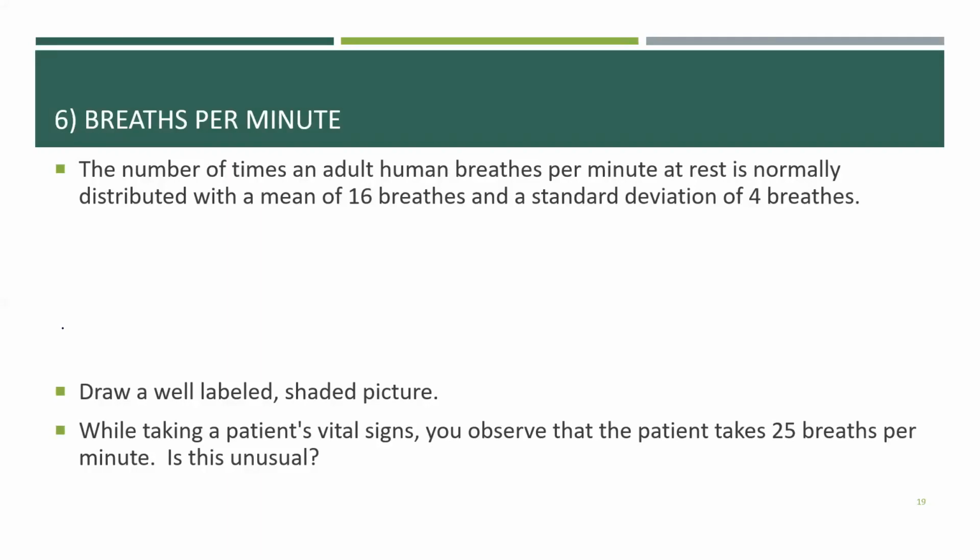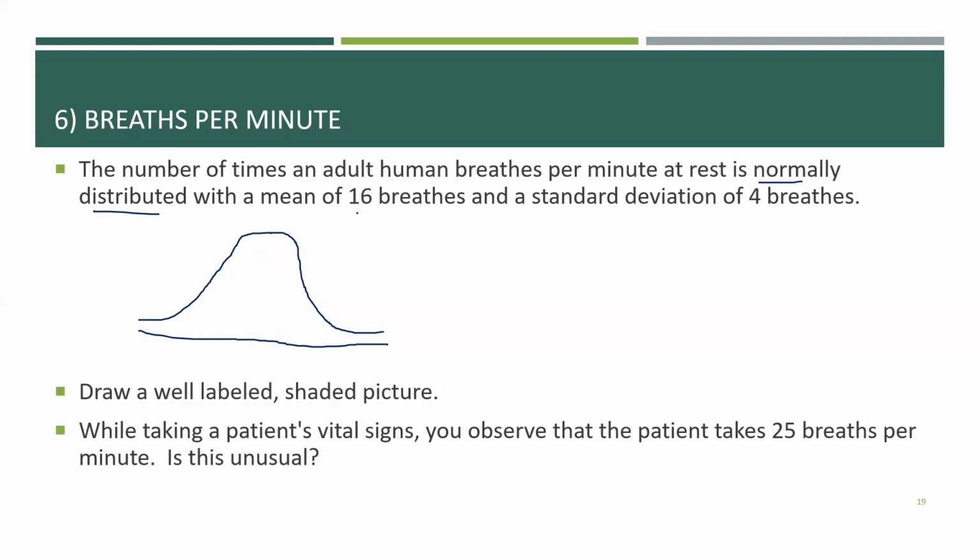In this video, we are looking at breaths per minute for humans. We are told that the number of times an adult human breathes per minute when they are at rest is normally distributed. So that is really important because that tells us what shape of curve to draw. So I do my best attempt to draw a symmetrical bell curve, and I put an axis underneath it.